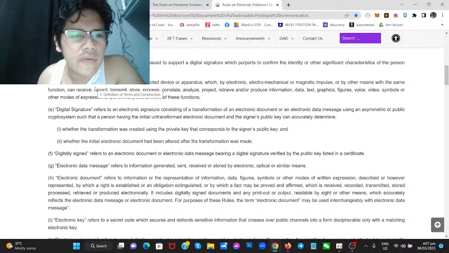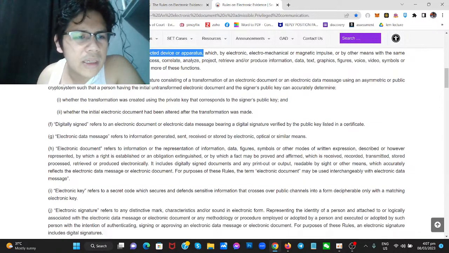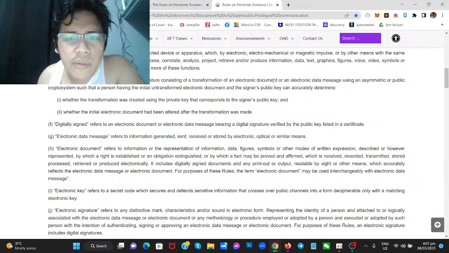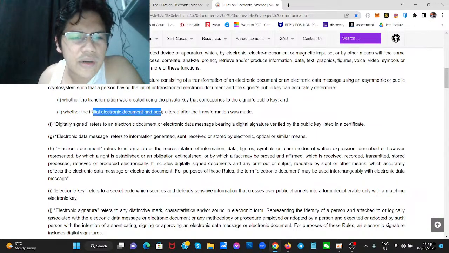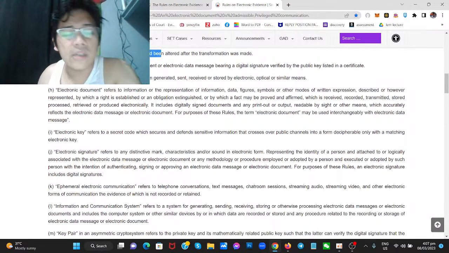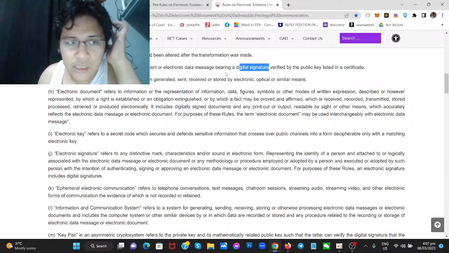Computer refers to any single or interconnected device or apparatus, blah, blah, blah. Okay, digital signature refers to an electronic signature consisting of a transformation of an electronic document. It's very basic. It was created using a private key, and the initial electronic document has not been changed. What does it mean by digitally signed? It refers to an electronic document bearing a digital signature.